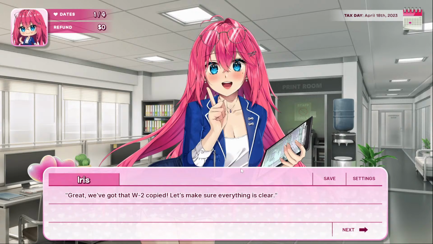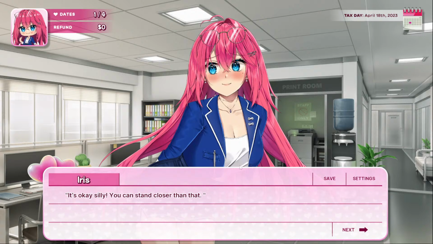Great, now I got W copy. Let's make sure everything is clear. Come over here, Rich, so I can look over these prints. Okay, so you can stand closer. I just downloaded a random W2 file from online. I didn't fill in any of the details. I should have scanned it first. Maybe it went to a random site.